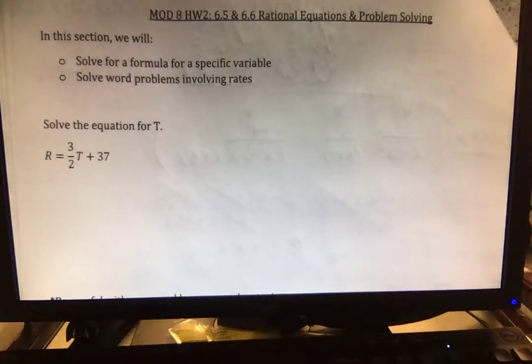All right, so Module 8, Homework 2, rational equations and problem solving. We're going to solve a formula for a specific variable. We're going to solve word problems involving rates.